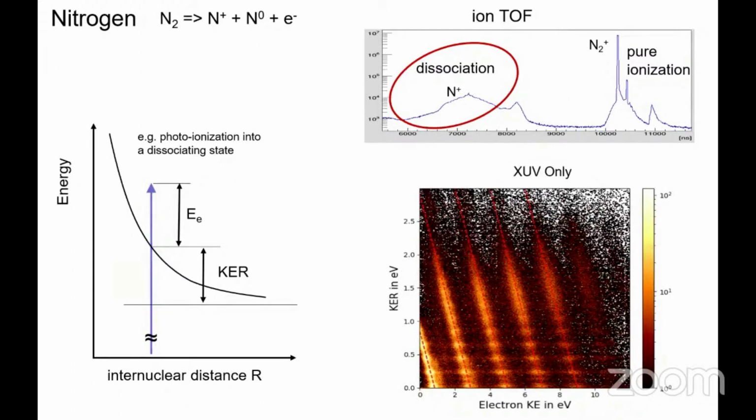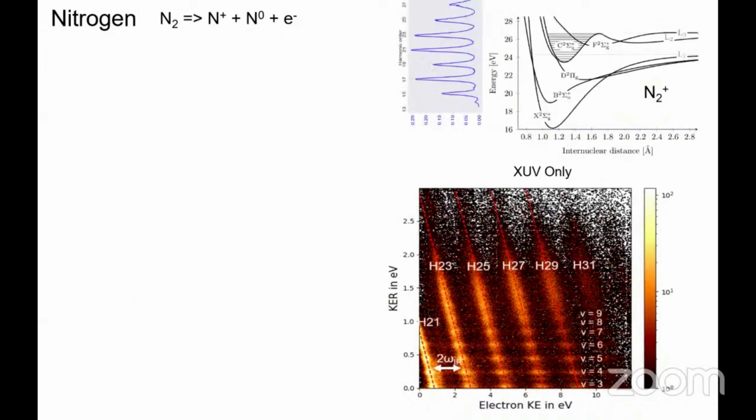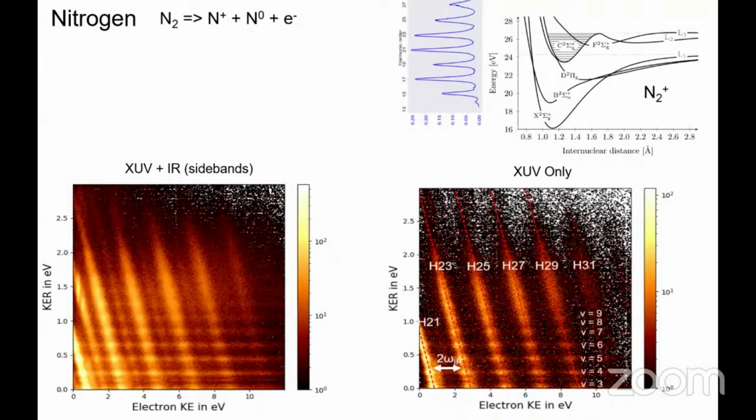This is XUV only, and now let's do the same job with the IR in addition and hope that we see some sidebands. Here they are, nice sidebands. And what is even more important, in the fragment distribution for the KER, we can even distinguish different vibrational states that are formed in this C state. This is at least the idea that we have about the mechanism.